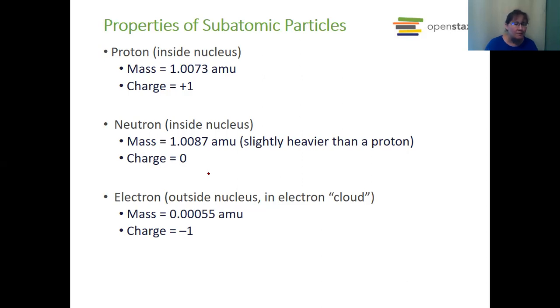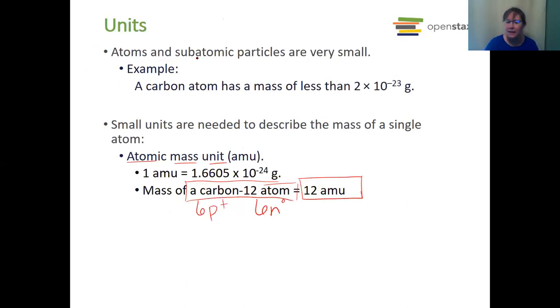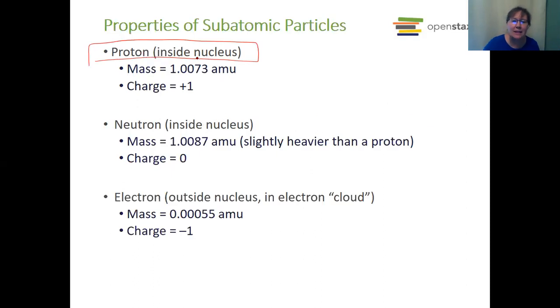Okay. So here we are in our properties of subatomic particles. First of all, we have our protons inside our nucleus, and a proton is 1.0073 atomic mass units. Hang on just a second. Let's page up for a minute and let's write some of this down. Let's put these in terms of something that makes sense. We're going to call the charge on a proton +1.